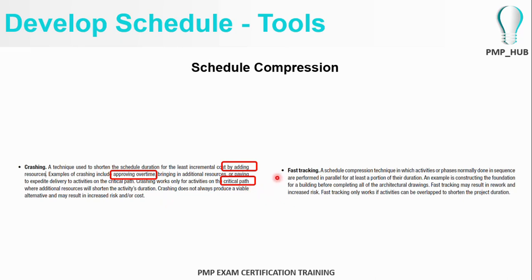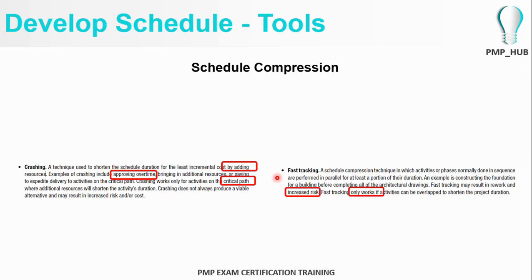Fast tracking is another method of schedule compression. Fast tracking is where we try to perform 2 activities in parallel which were originally in sequence, so that you can cut short the time. However, you need to understand fast tracking may increase the risk, because we do not know the interdependency between the 2 activities, and uncertain risks can pop up suddenly.